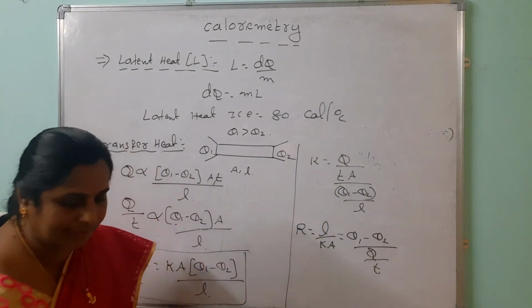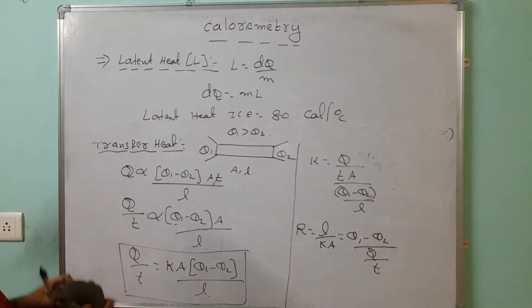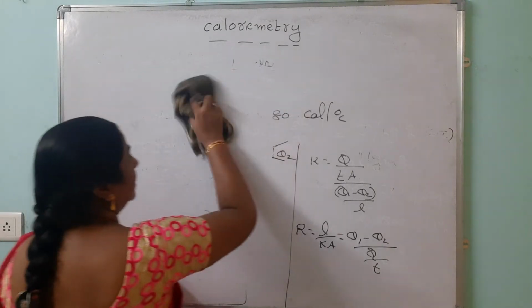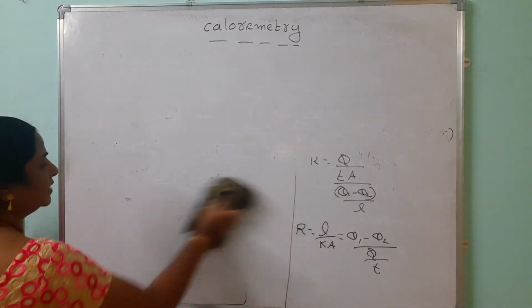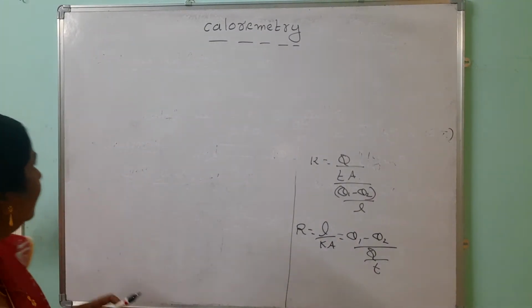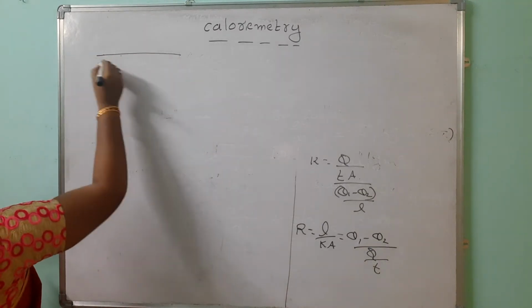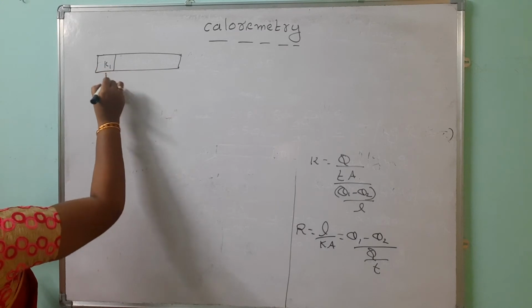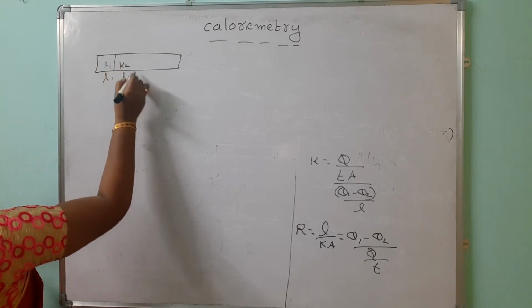There are two conditions. Based on this we can find out the series and parallel combination of thermal resistance and temperature coefficient of resistance. Look here, we are taking different slabs. First one is K1, length is L1, this is K2, length is L2.